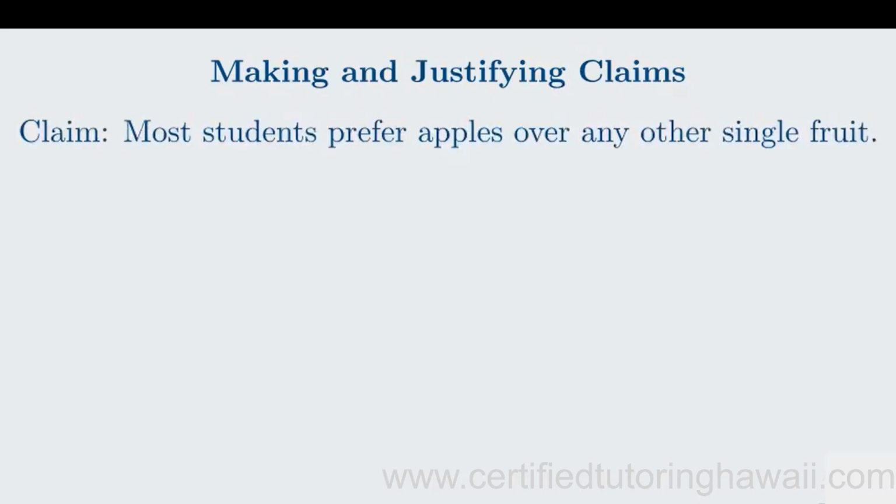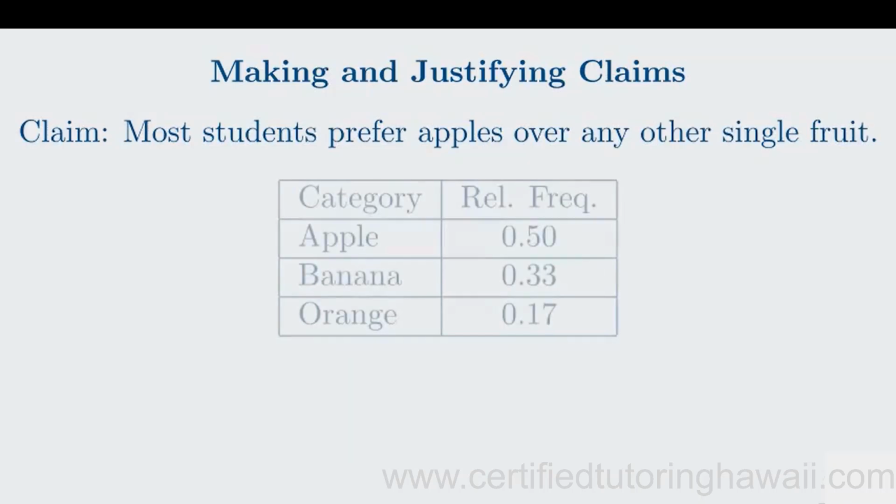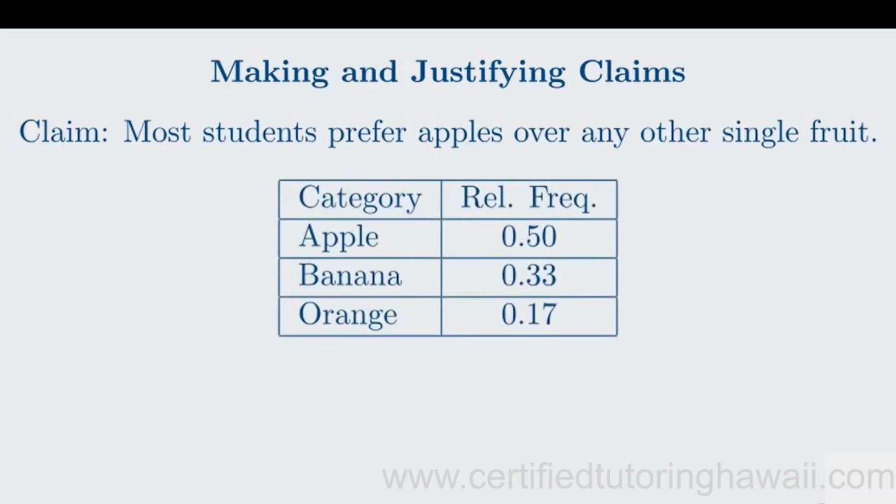The ultimate goal of creating these tables is to justify claims about the data in context. In AP Statistics, you will often be asked to support a statement using the numbers you have calculated. Let's look at our claim. Most students prefer apples over any other single fruit. To justify this, we look at our table. We can justify this claim by stating that the relative frequency of apples, which is 50%, is higher than the relative frequency of bananas at 33% and oranges at 17%.